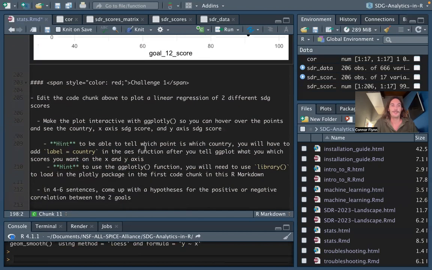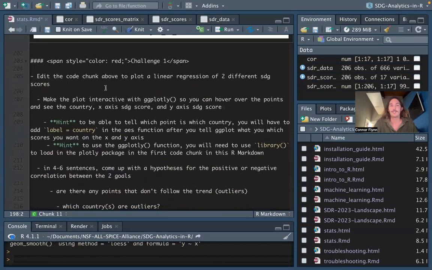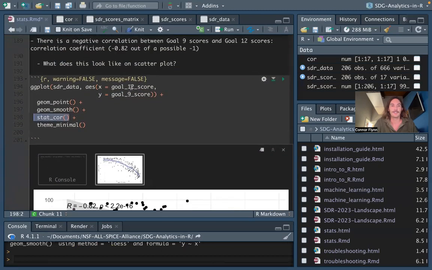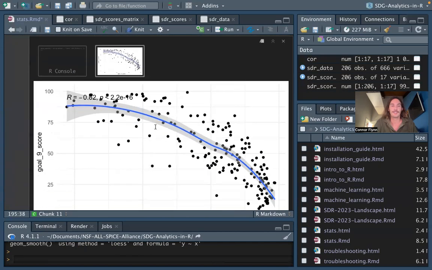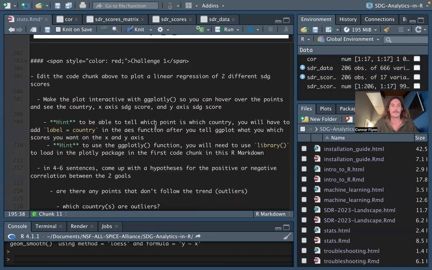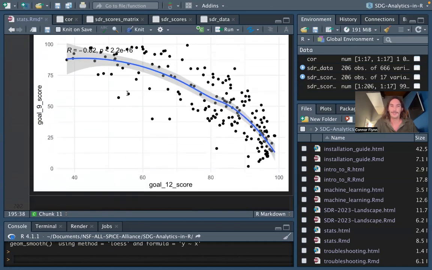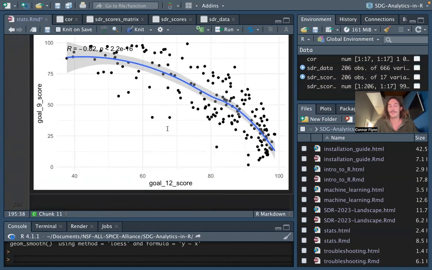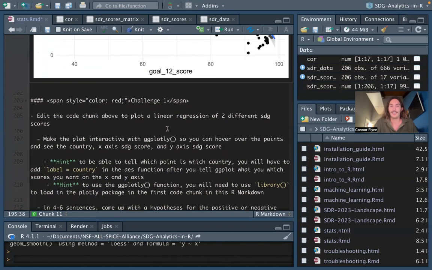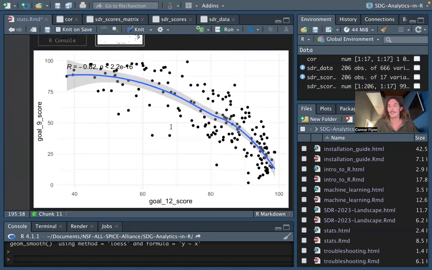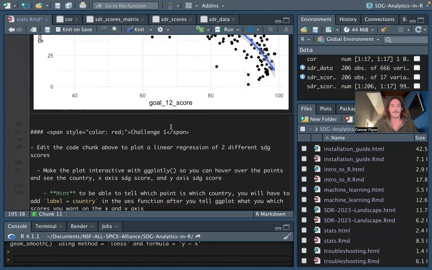So what we want you to do in the challenge is to edit this code chunk above to plot a linear regression of two different SDG scores, replacing X and Y with the goal scores that you're interested in. Make the plot interactive with ggplotly so you can hover over the points and see the country. When we look at this, each one of these points is a country, but we don't know which one. If we make the plot interactive, that will be really neat, and we could see which countries are which point. It adds a whole layer to the visualization that becomes really interesting.